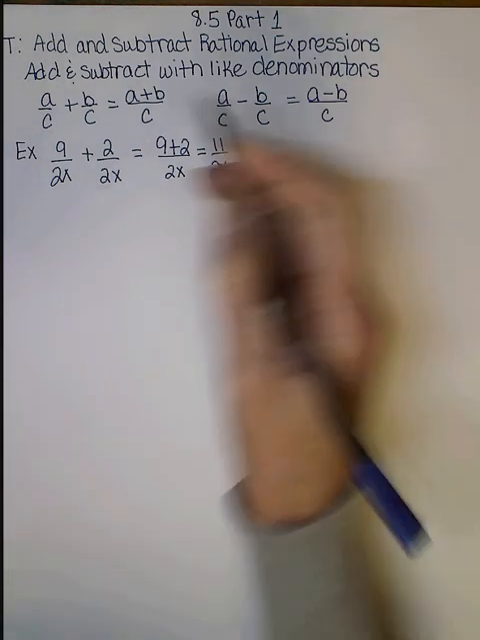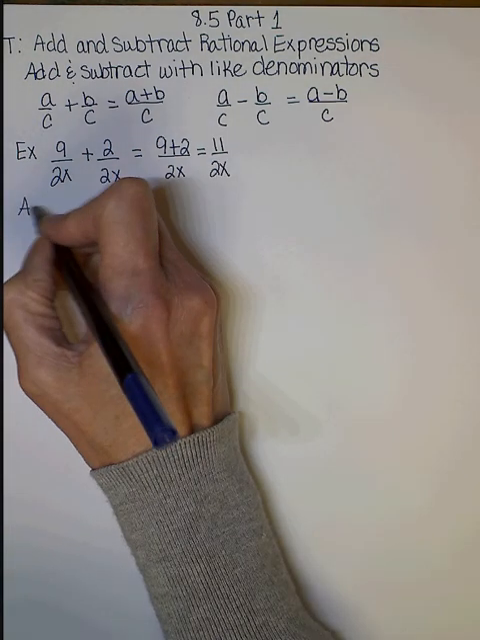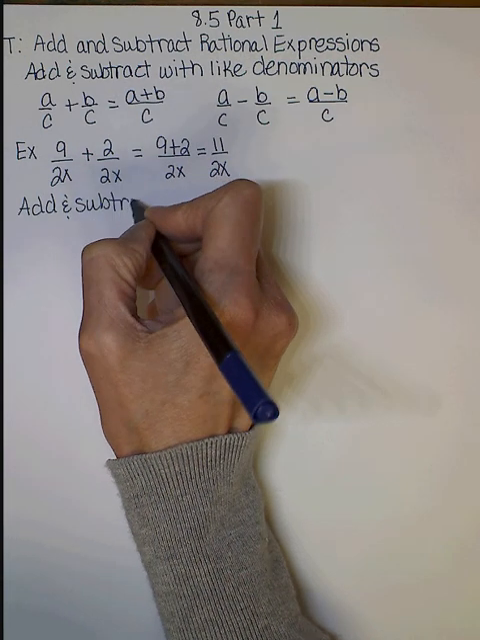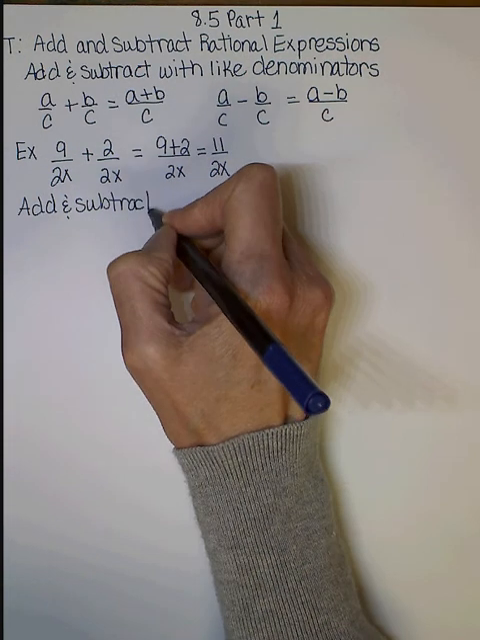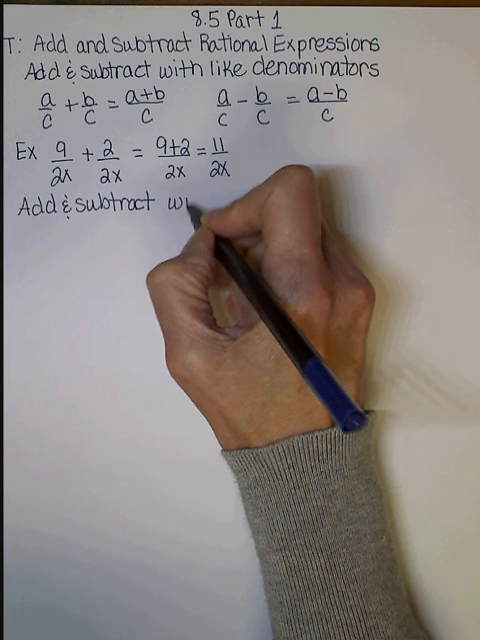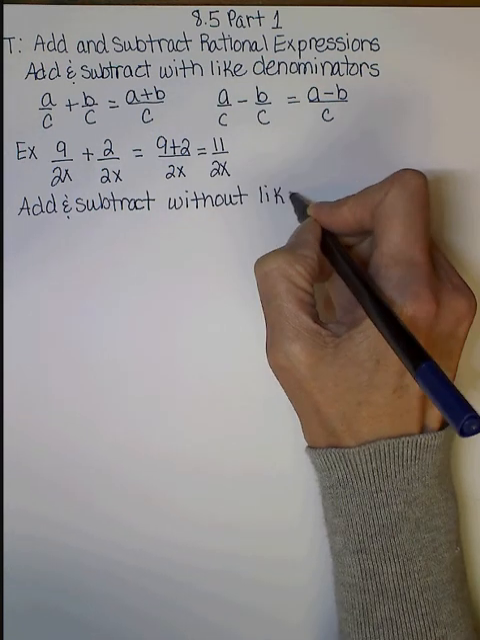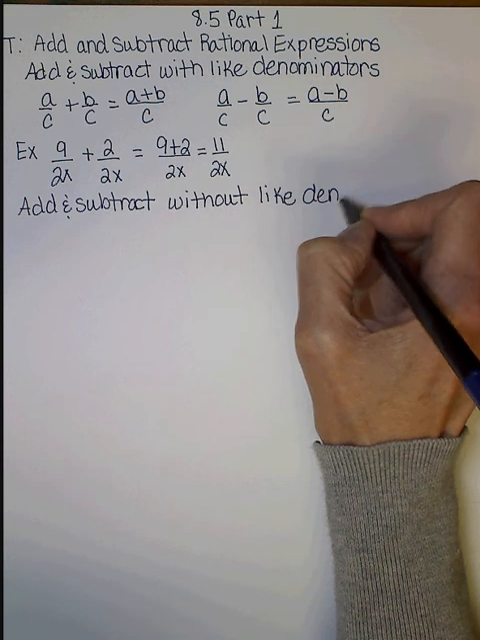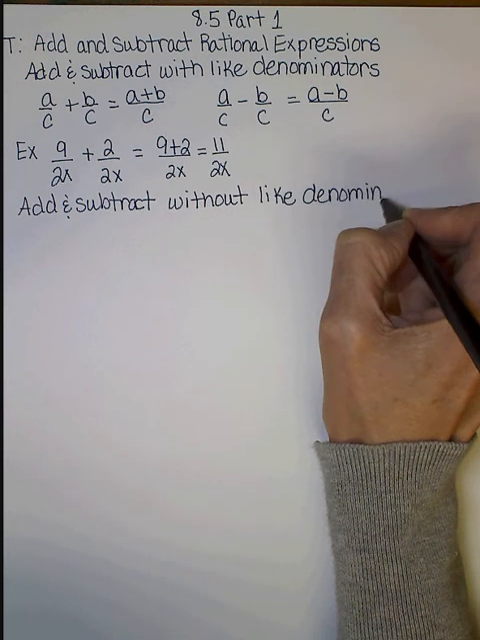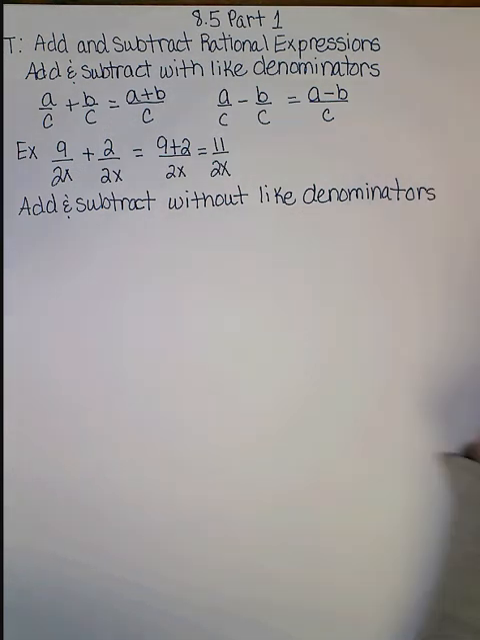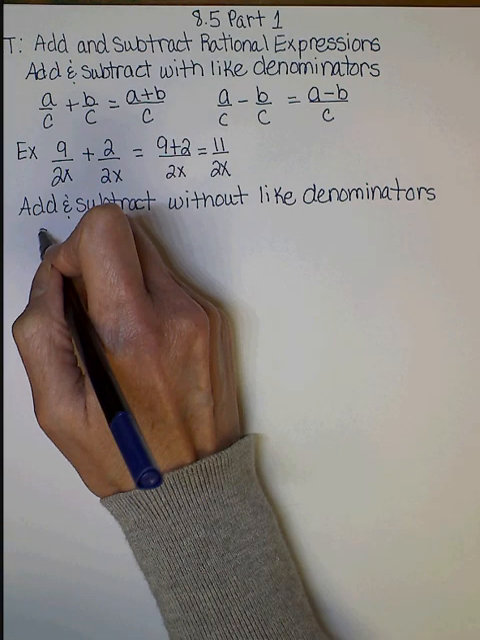The hard part is when we try to add and subtract without like denominators. Because the hard part is getting the common denominator. So try to be patient with yourself on this, because it's going to take some time for you to understand what the common denominator will be. But let's just look at the general case.